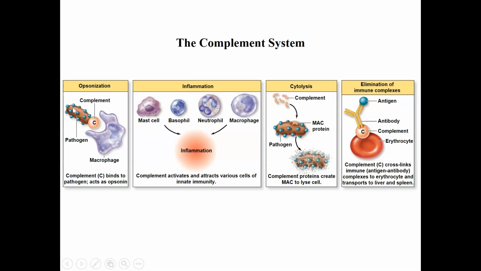Here's a complement protein latching onto a pathogen, opsonizing it, making it more likely to be phagocytized. Here are complement proteins activating the inflammatory response. And it's going to attract various cells of the innate immune response. Here they are forming an attack complex, lysing this pathogen. And here's complement attaching to an antibody bound to some pathogen and linking it to red blood cells. And that's going to make this destined for degradation in the spleen.